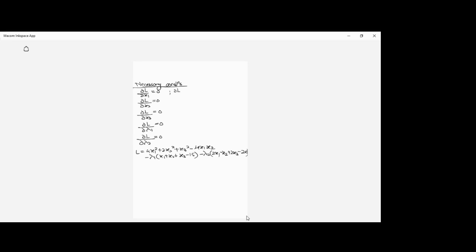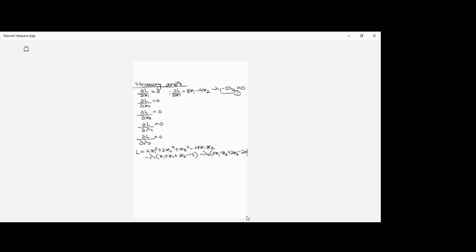So therefore, the partial derivative of L with respect to x1 can be written as 8x1 minus 4x2 minus lambda 1 minus 2 lambda 2, right? It is equal to 0. We'll call this equation 1, right? So I'm hoping that you are getting this.